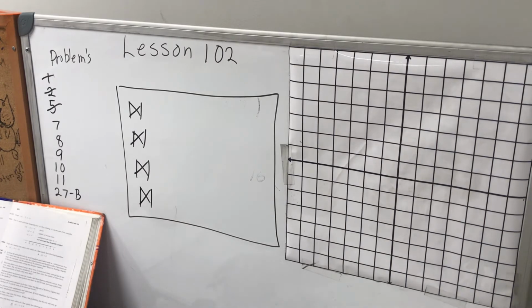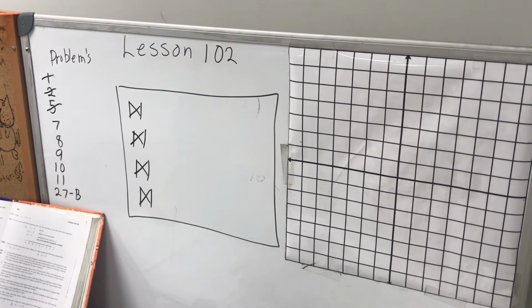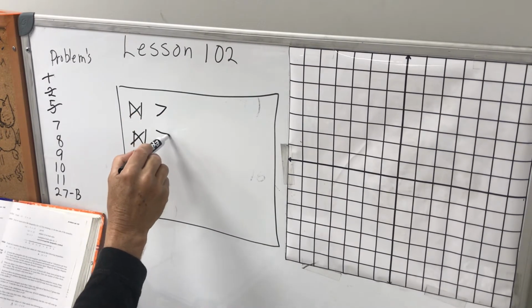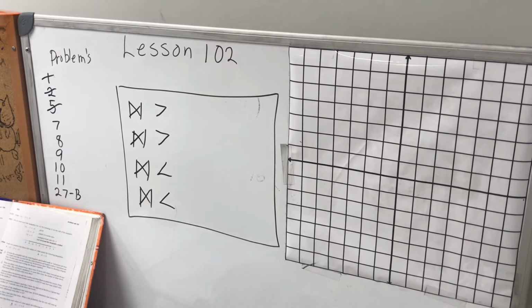Okay, there's your absolute values. Now we have 4 different possibilities on this type of problem. We have 2 like this. You can go ahead and put these signs down. I'm going to let you fill these in: 2 greater than and 2 less than.